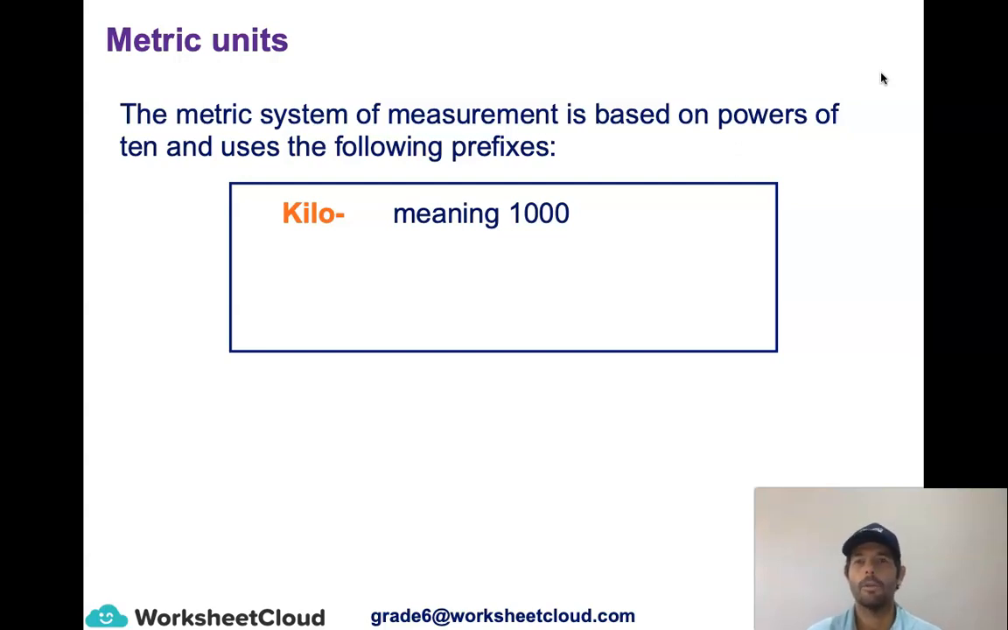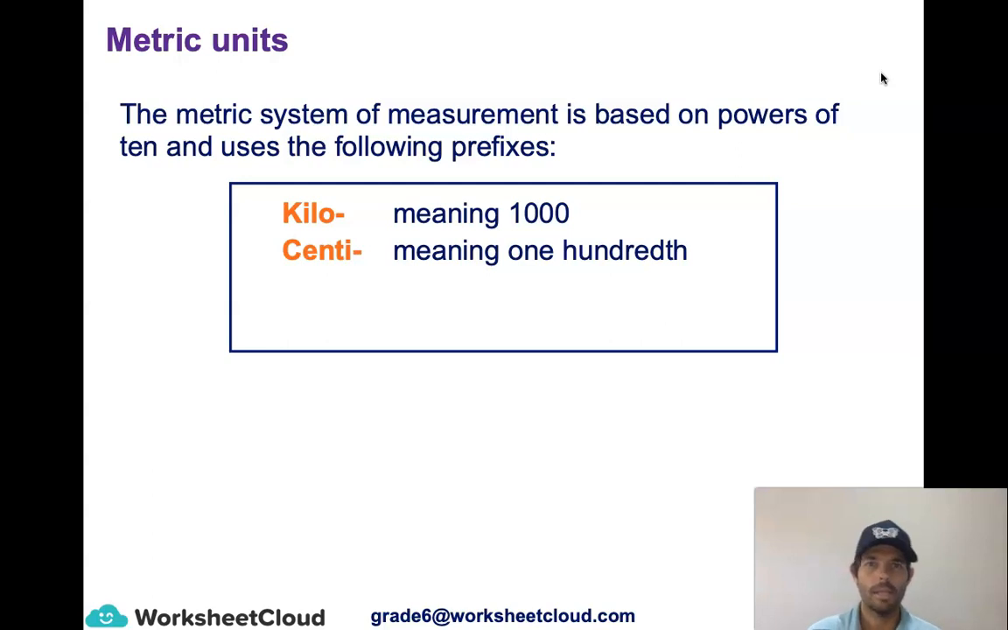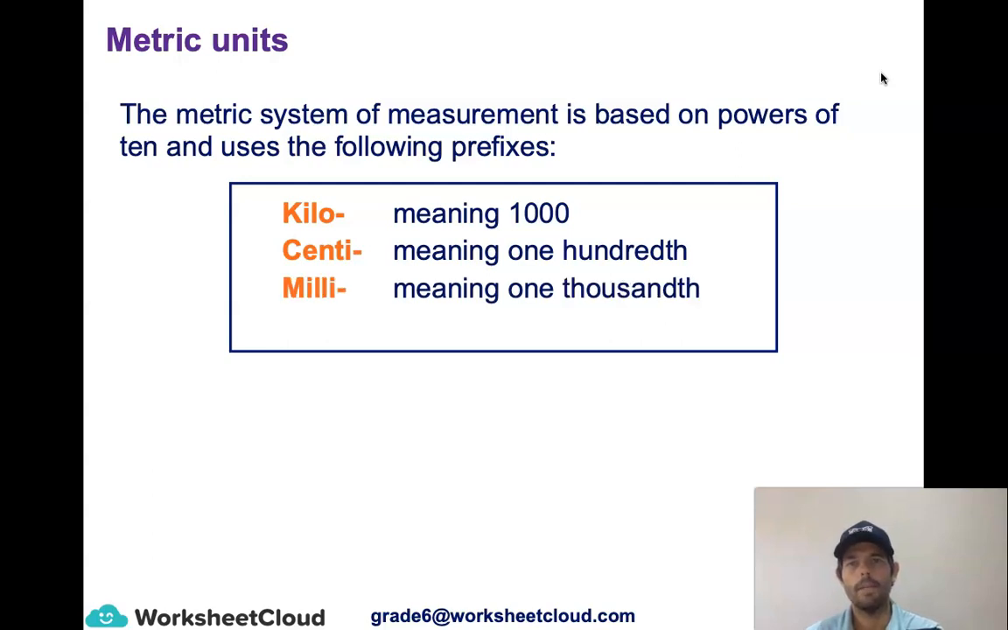Okay, so kilo means 1,000. Then we have centi, and centi means 100th. So centimeter, centiliter. Then we have milli, and milli means thousandth. So millimeter, thousandth of a meter. So a milliliter is 1,000th of a liter. So there are 1,000 milliliters in a liter.